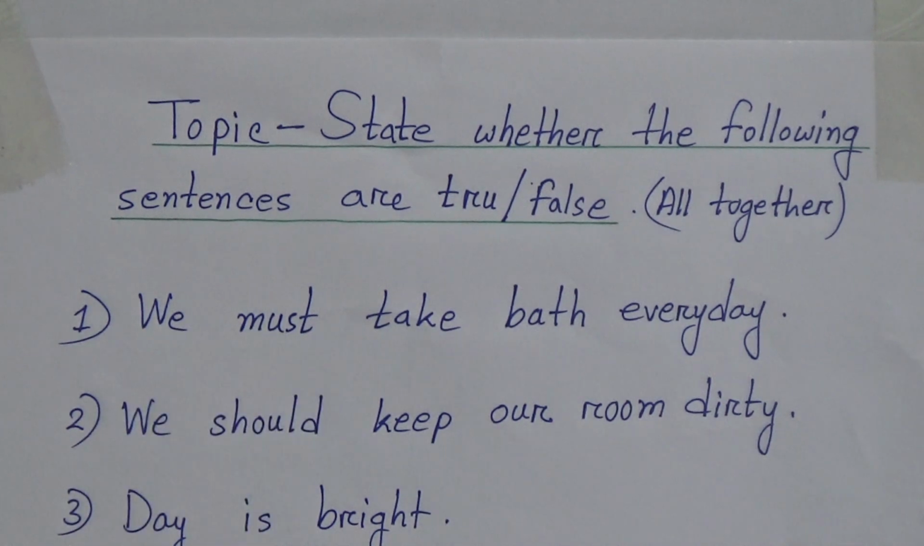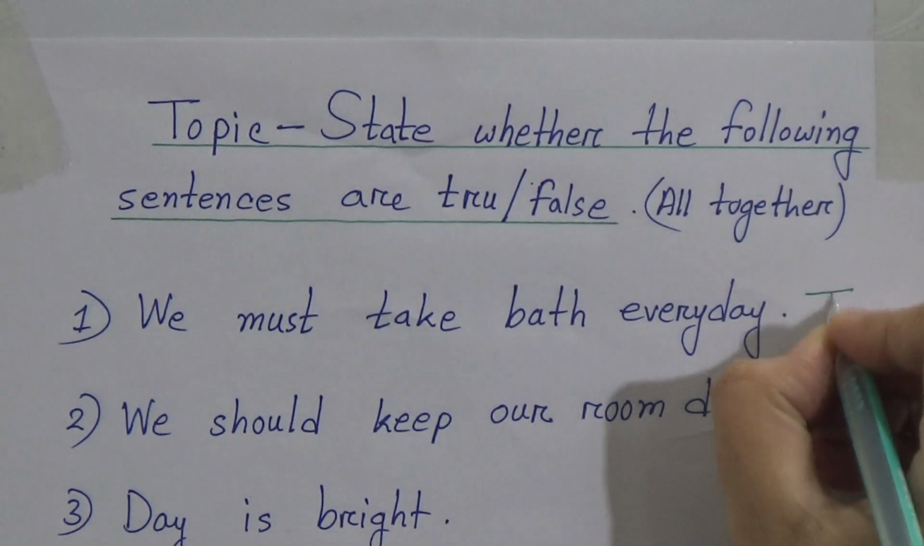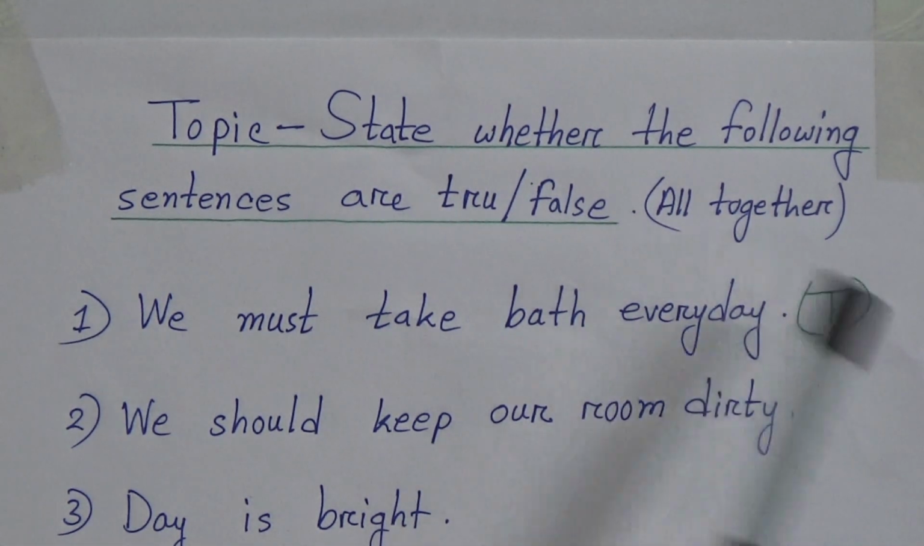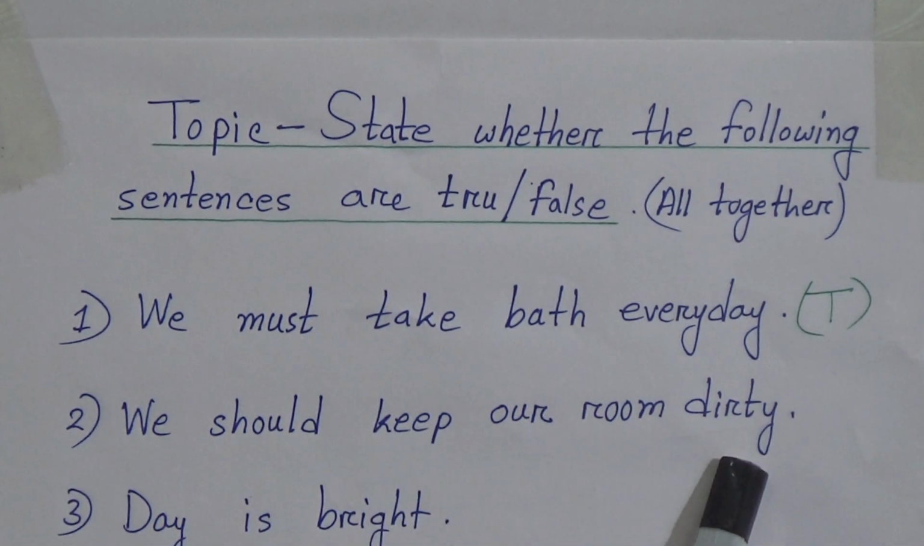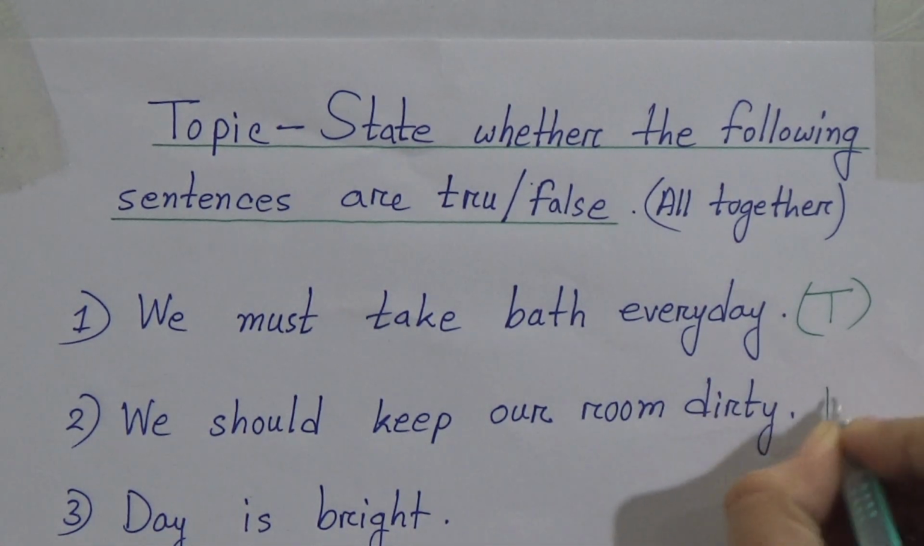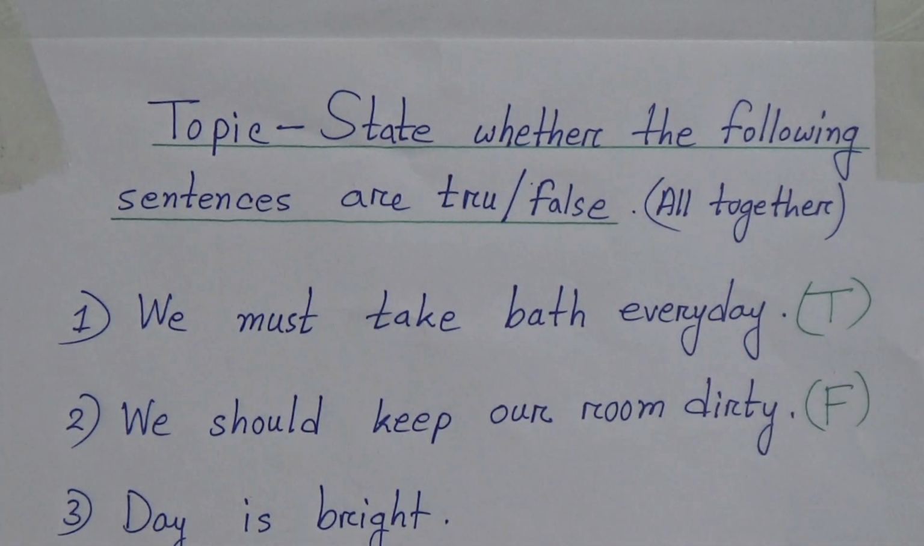One number, we must take bath every day. Yes, this statement is true. Then we will write here T, that means true. Two number, we should keep our room dirty. No, this statement is not true. We should keep our room clean and tidy. Then we will write here false. This statement is false. Three number, day is bright. Yes, day is bright and night is dark. That means three number is also true.